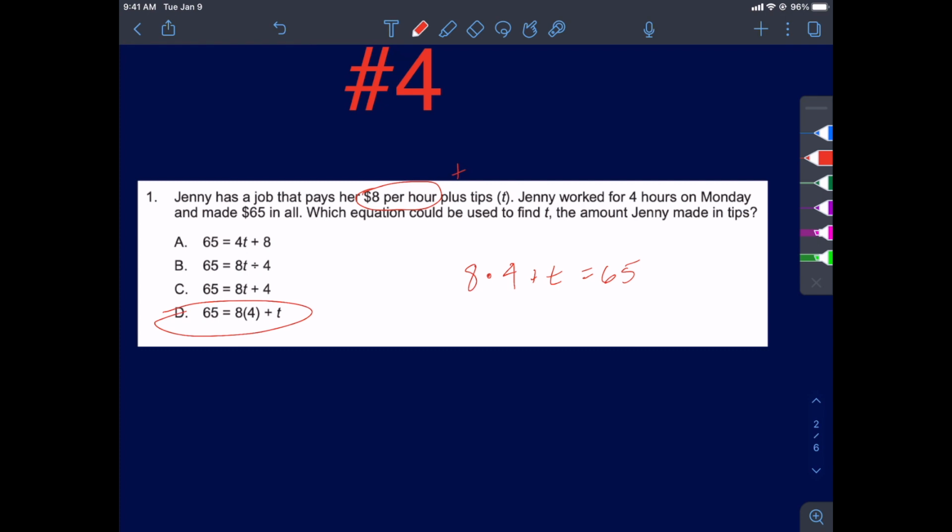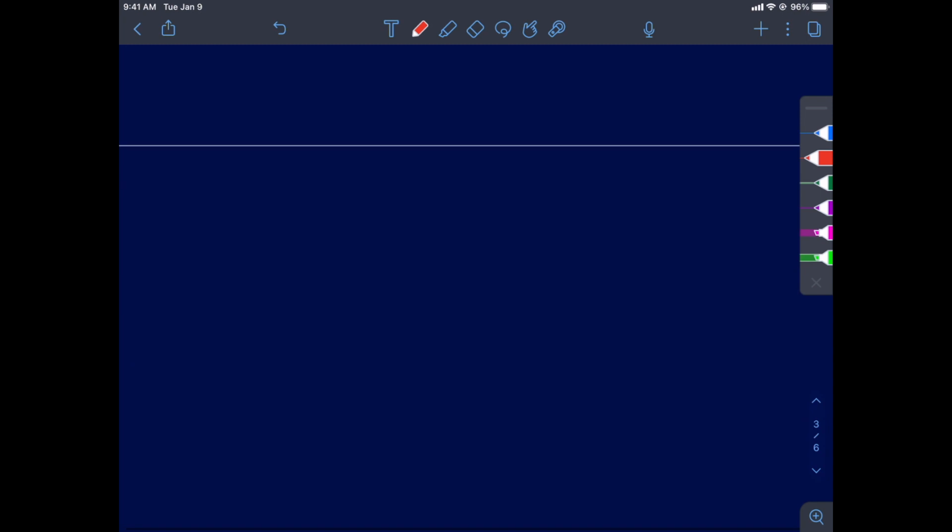If we look at some of the other options, 4 times t, why would you multiply hours times tips? It doesn't say she works some number of hours for every tip. 8 times t, you shouldn't be multiplying the rate per hour times the tip, and then there's a division sign in that one, and the next one, again, it doesn't make sense to do any of those. Not my favorite question in terms of assessing your understanding of linear equations, but we can piece it together all the same. Number 3.